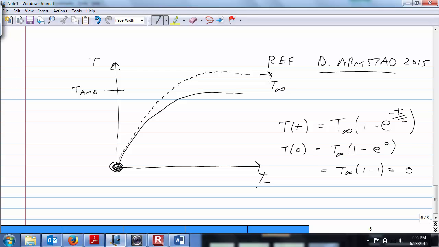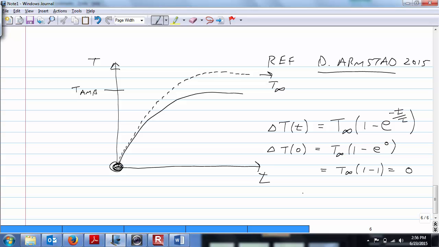At time equals 0, the temperature change is 0. And this is really the change in temperature, right? So it's not that we're at absolute 0. It's just how much the temperature has changed. And when you initially stick the thing out there, it has not had time to change its temperature yet.